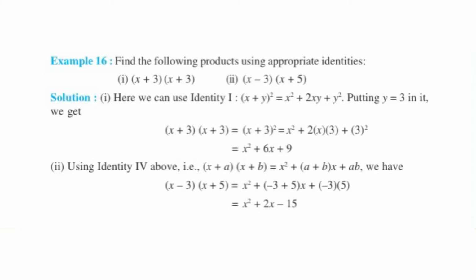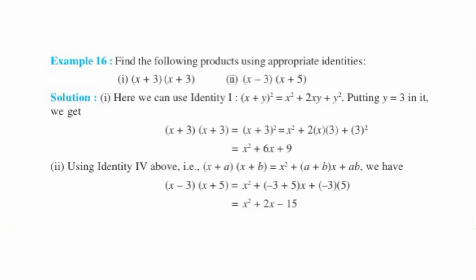So applying this identity, we get x plus 3 into x plus 3, which is equal to x plus 3 whole square, which is equal to x square plus 2 into x into 3 plus 3 square, which is equal to x square plus 6x plus 9.